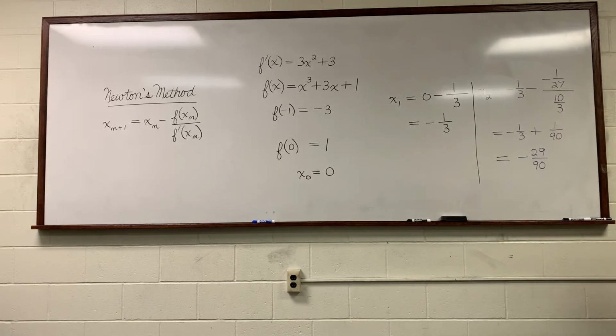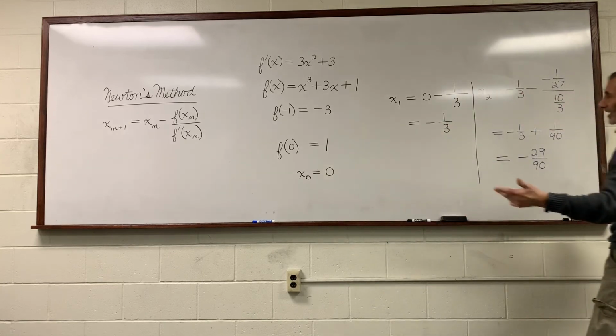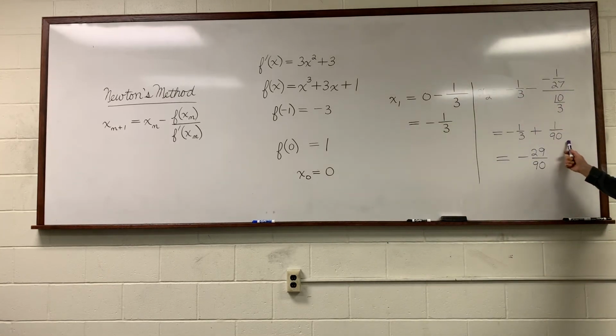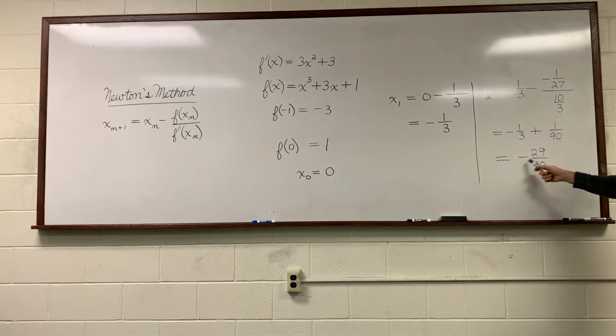Now, notice something. I said that Newton's method converges very quickly, and it does. We went from 0 to negative 1/3. It doesn't seem like a big change, but compared to the change in the second one, we went from negative 30 over 90 to negative 29 over 90. A very small change. If we ran it again, which I will not because the arithmetic would be hellacious, we would have an even smaller change, perhaps something on the order of negative 291 over 900, but I'm not even going to hazard that. That's as far as we'll go today.